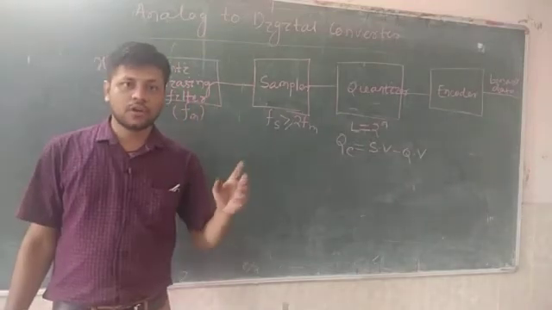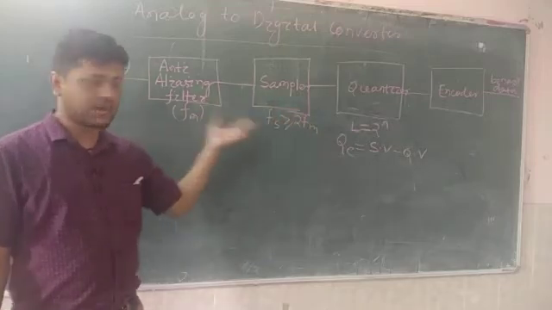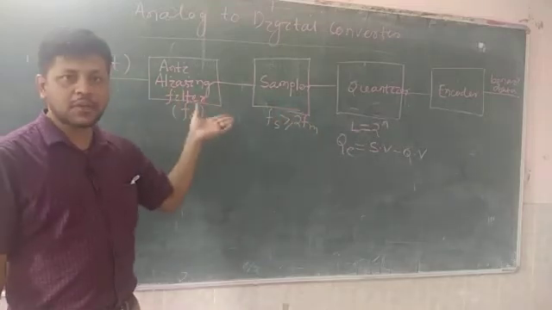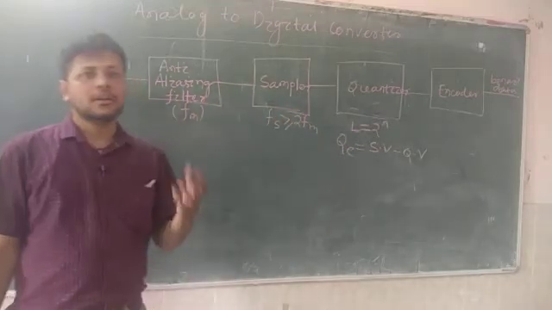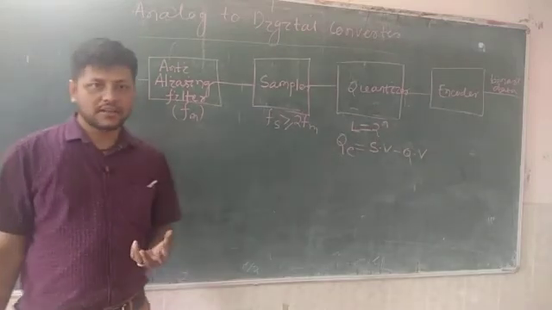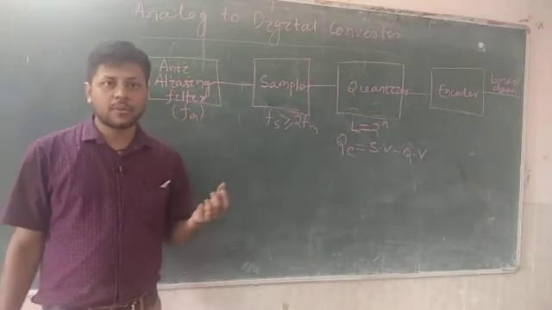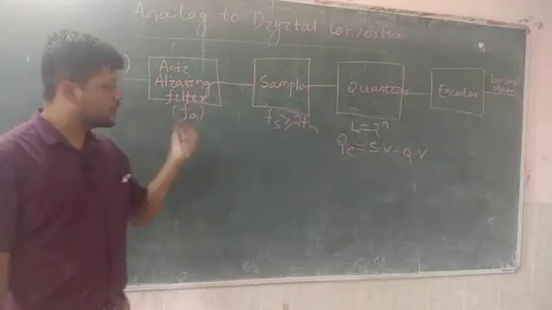Always remember, in order to convert an analog signal to a digital signal we need these 4 blocks, these 4 circuits. The first block must be the anti-aliasing filter. I have already explained why you need an anti-aliasing filter, in order to avoid aliasing or overlapping of the signal, and this anti-aliasing filter determines the maximum frequency present in the signal.